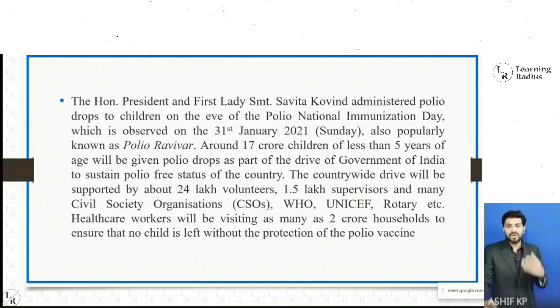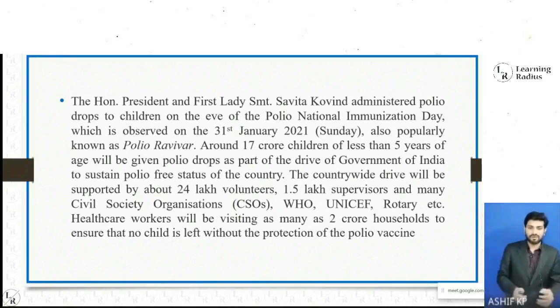And in detail, what the program is about and the complete detail of the same. So I'll read that particular discussion. The Honorable President and First Lady Smt. Savita Kovind administered polio drops to children on the eve of the Polio National Immunization Day, which is observed on 31st January 2021, Sunday, also popularly known as Polio Ravivar. Around 17 crore children of less than 5 years of age will be given polio drops as a part of the drive of the Government of India to sustain the polio-free status of the country.